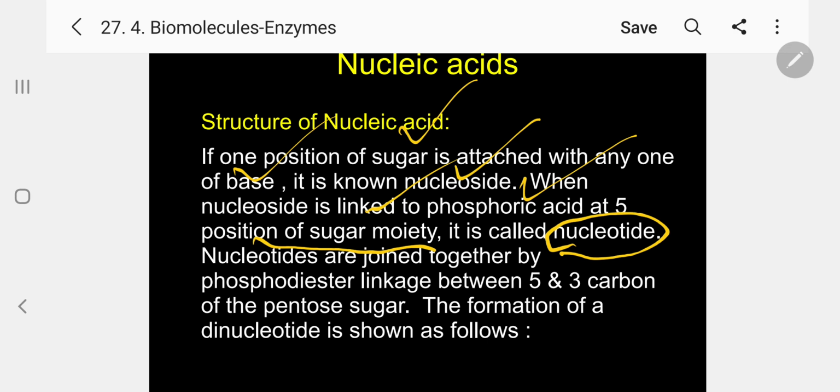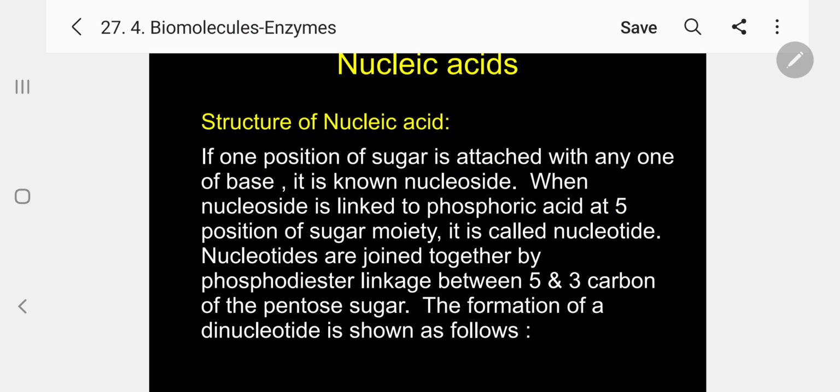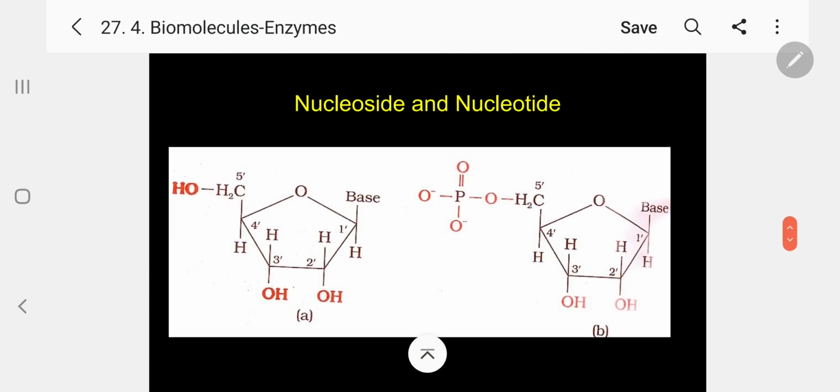So, nucleotides are joined together by phosphodiester linkage between 5 and 3 carbon of pentose sugar. The formation of dinucleotide is shown as follows. Kindly follow to understand the structure.